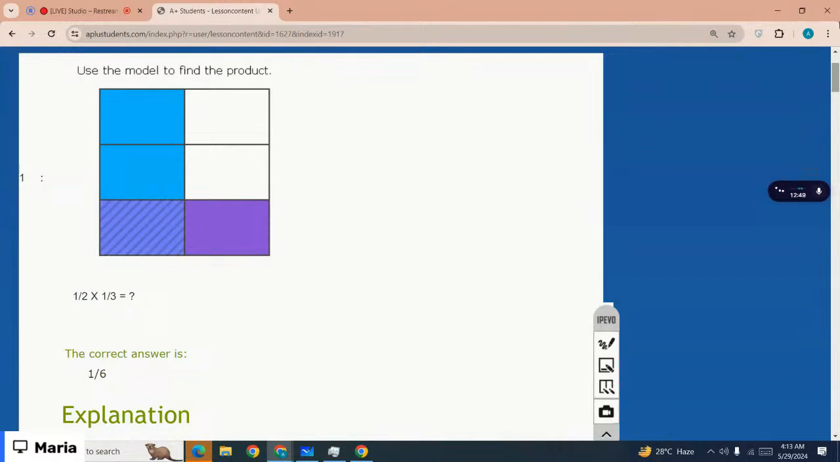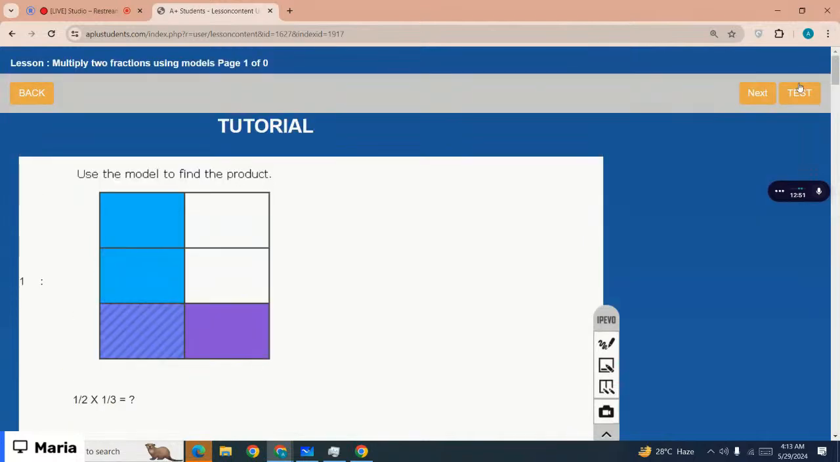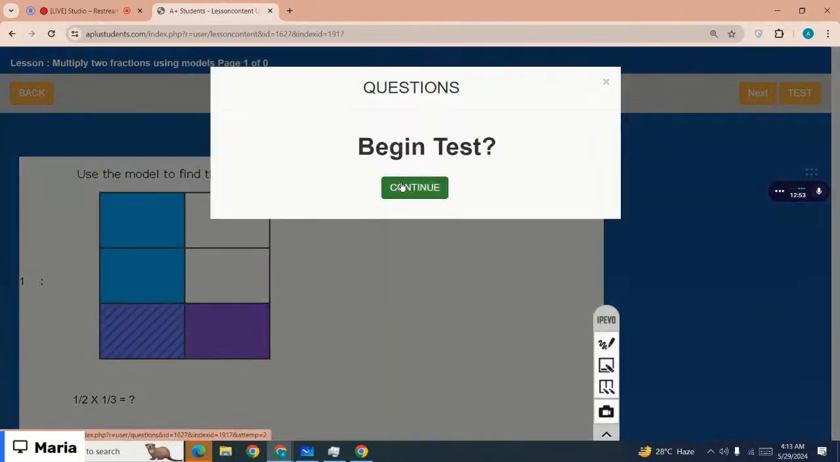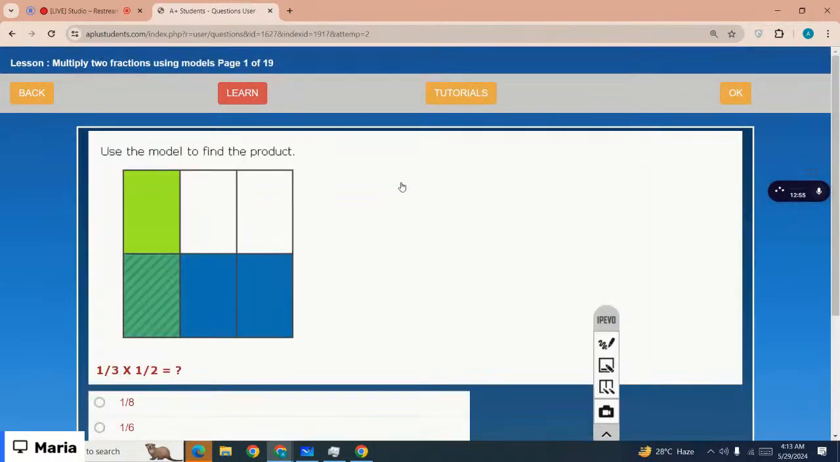Let's start with the test question. Working with models is very easy. You have to see the box that has both the colors. Use the model to find the product. You can see only one box has both the colors, right? So the product is one and the total portions are six. So that is one out of six. Option number two is the correct option.